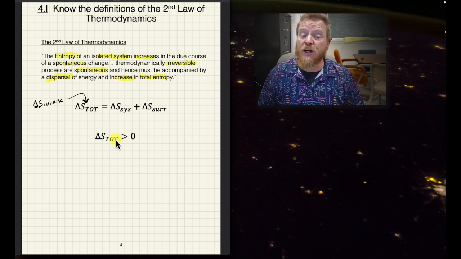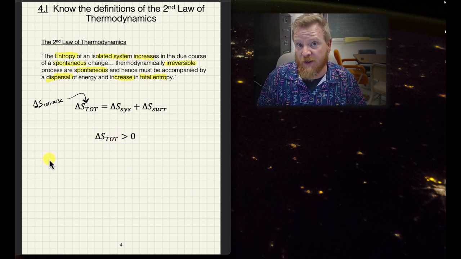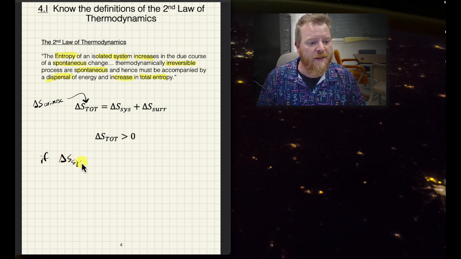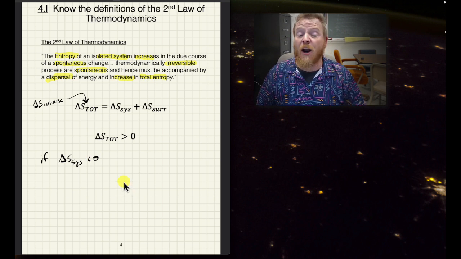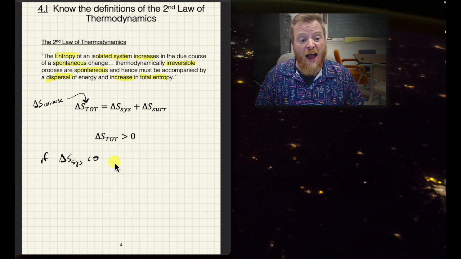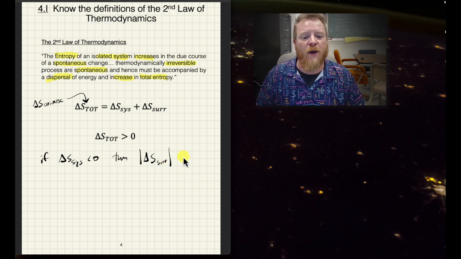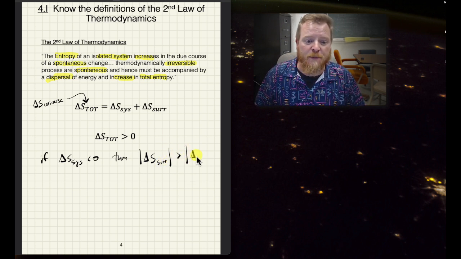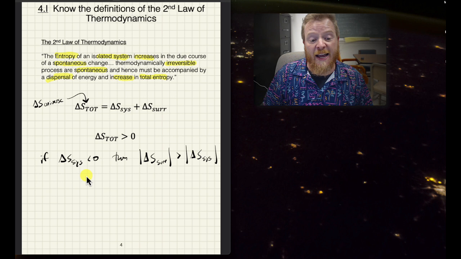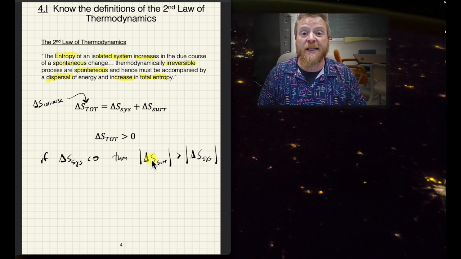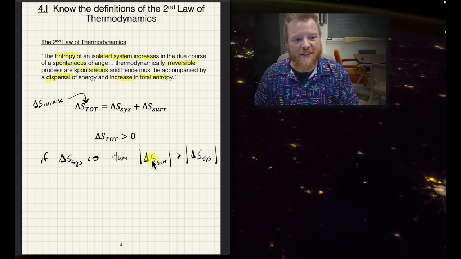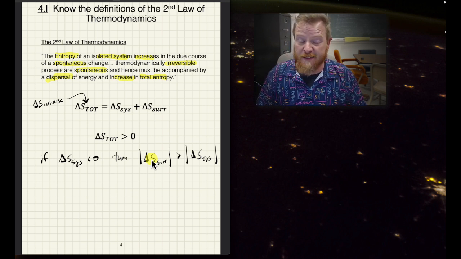Okay? So we could have a reduction of entropy in the system and still have a spontaneous process. So, for example, if delta S system is negative, then our process could still be spontaneous as long as the following happens. Then that means the absolute value of the entropy change of the surroundings must be greater than the absolute value of the entropy change of the system, right? So if delta S system is negative, as long as delta S surroundings are more positive than delta S system is negative, our process is still spontaneous, okay?